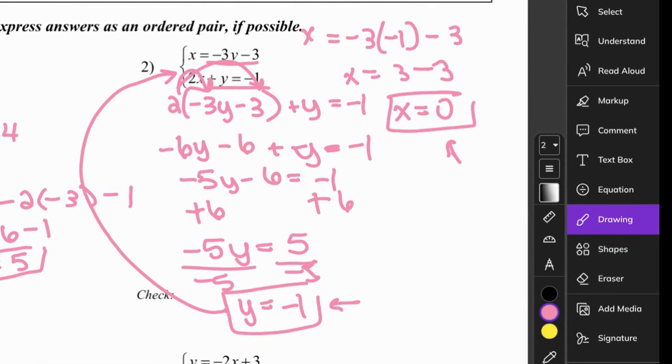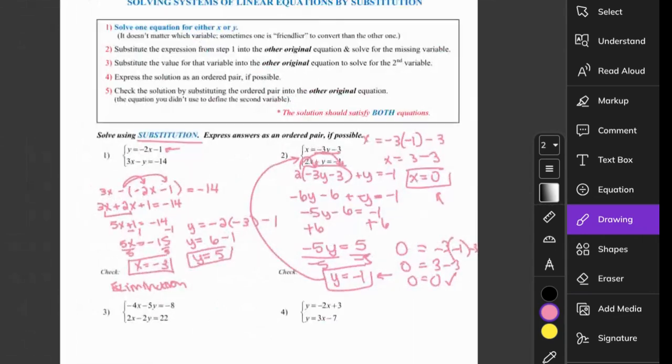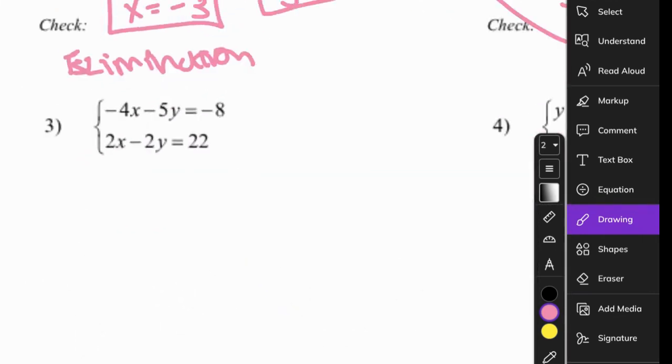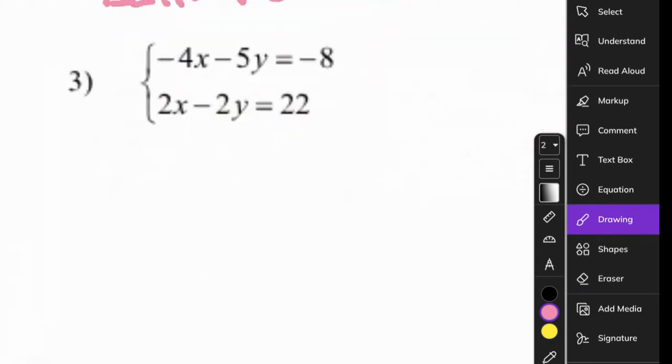So it would be like, for x, you would have 0 equals -3(-1) minus 3. That simplifies: 3 minus 3 equals 0. Equals 0, which is correct. So you can do that for anything. Now we're going to do it for elimination.